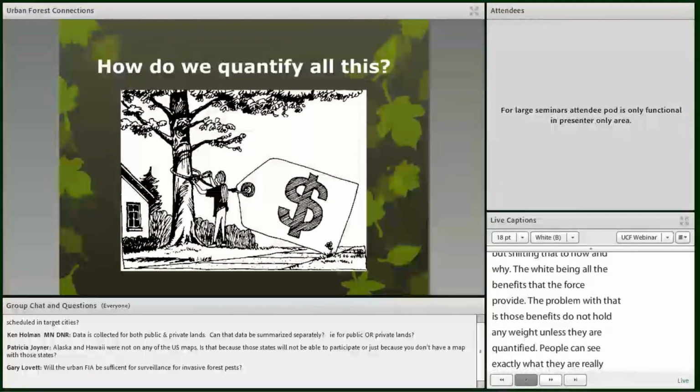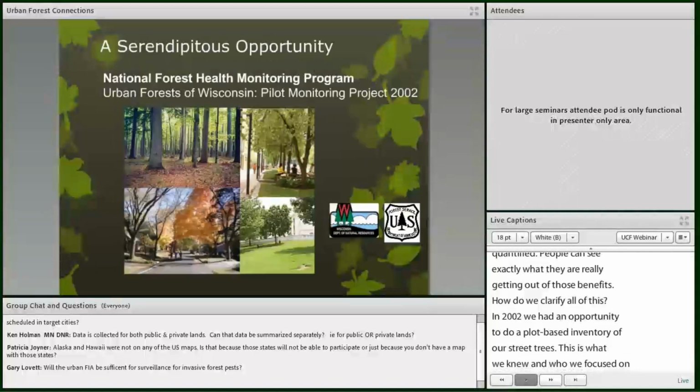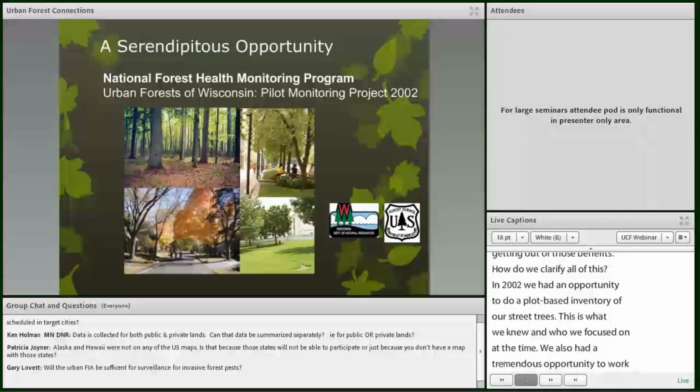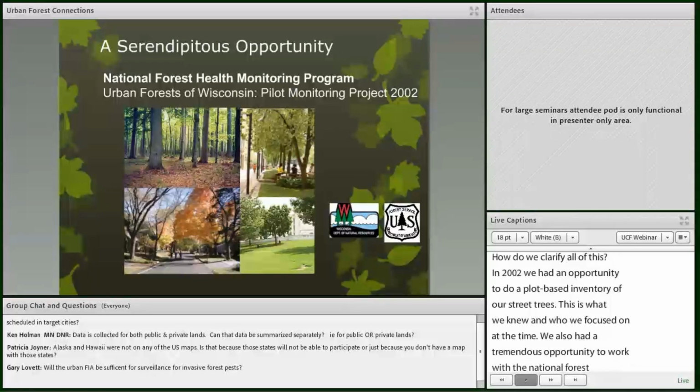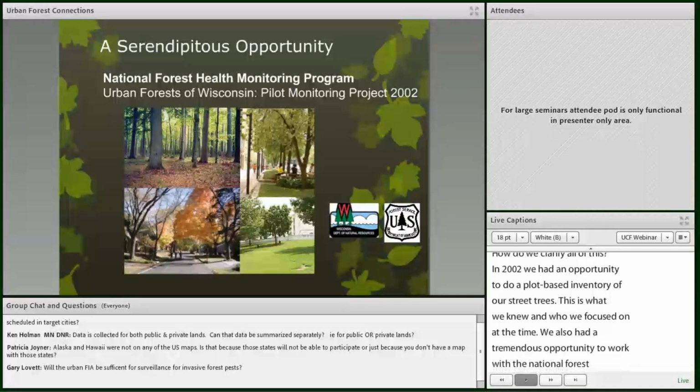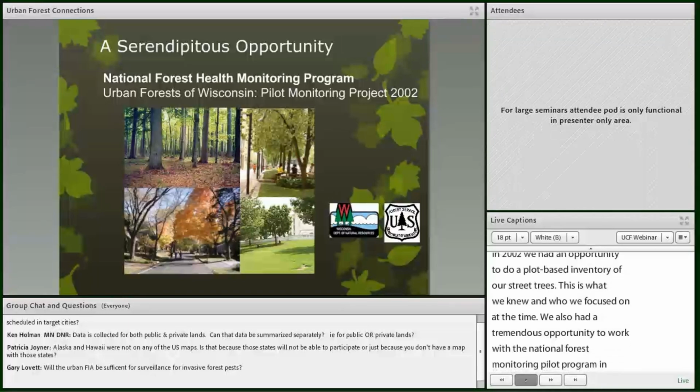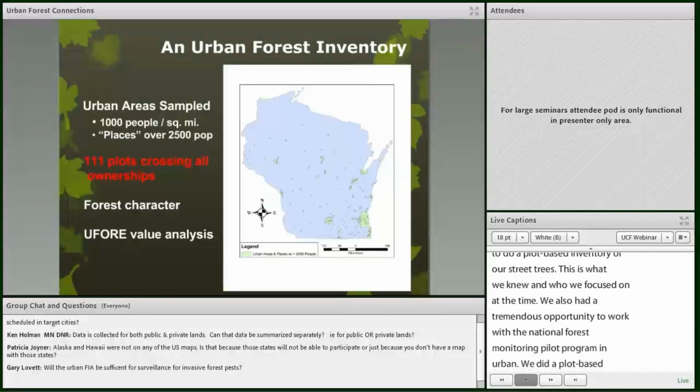Well, in 2002, we had an opportunity to do a plot-based inventory of our street trees. This was what we knew. This is who we focused on at the time. But we also had a tremendous opportunity to work with the National Forest Health Monitoring pilot program in urban and do a plot-based inventory that basically used the precursor to the Urban FIA protocols.